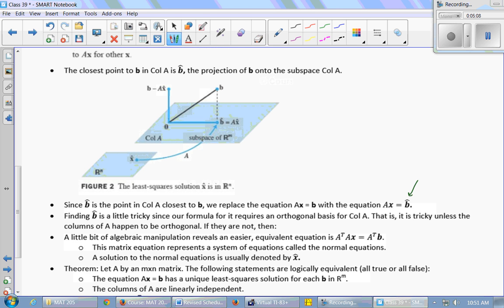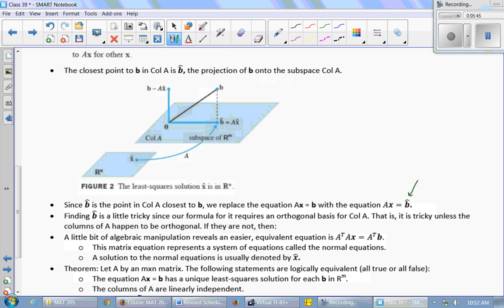Right? B hat is the closest thing to B I could actually solve. And finding B hat is a little tricky because our formula that we learned last class requires an orthogonal basis for the column space, which is only easy if the columns of A happen to already be orthogonal. If they're not, then a little bit of algebraic manipulation reveals that we could solve an easier equivalent equation. Instead of solving Ax equals B hat, we could solve A transpose A x equals A transpose B.